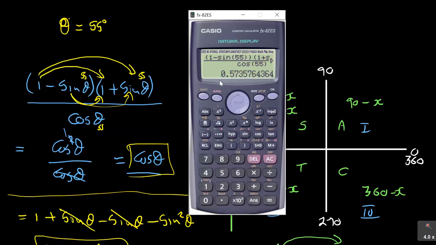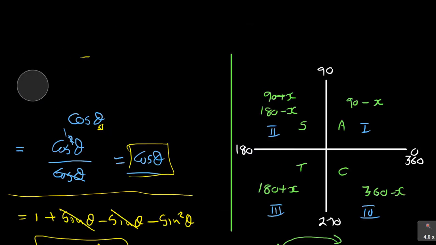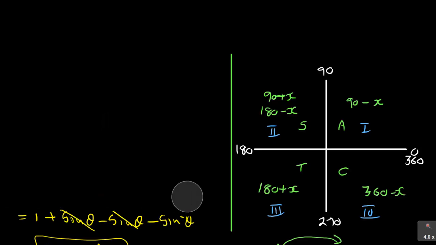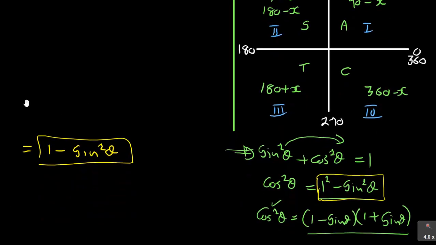Be careful of your brackets. It's 0.5735. Just look at this number, 0.5735. If I look at cos 55 again, my final answer, it's 0.5735. You can see that this is matching. I didn't want to spend much time on it, but that is how simply it matches, and your answer is actually just like that.